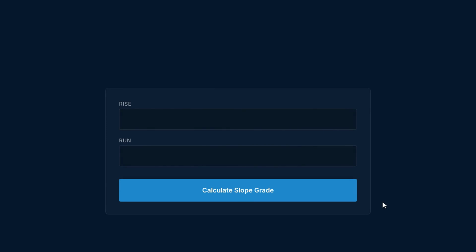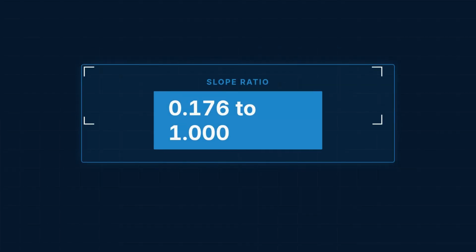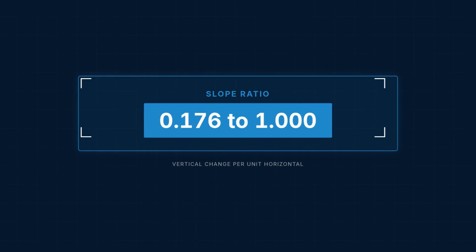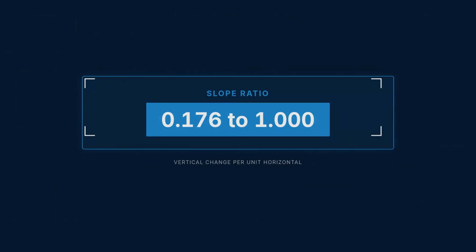For this demonstration, I'll use the rise and run method with both values set to 10. Let's calculate. With a rise of 10 and a run of 10 entered, I'll click Calculate Slope Grade. The calculator returns 3 results. First, the slope ratio shows 0.176 to 1,000, which tells us the vertical change for every unit of horizontal distance.